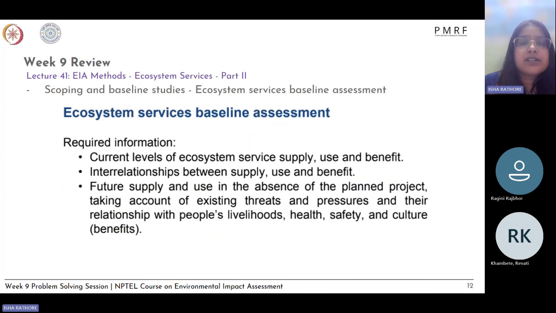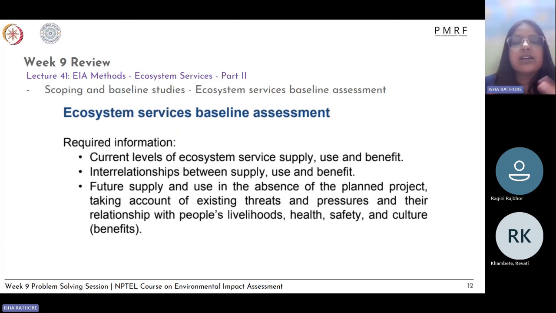Then we looked at ecosystem service baseline assessment. For determining the baseline, we have already looked at desktop studies. Now we can gather required information based on the current level of ecosystem service supply, use, and benefit. We develop the interrelationships between the different supply, use, and benefits: what services affect which stakeholder, and all of those relationships you need to establish.